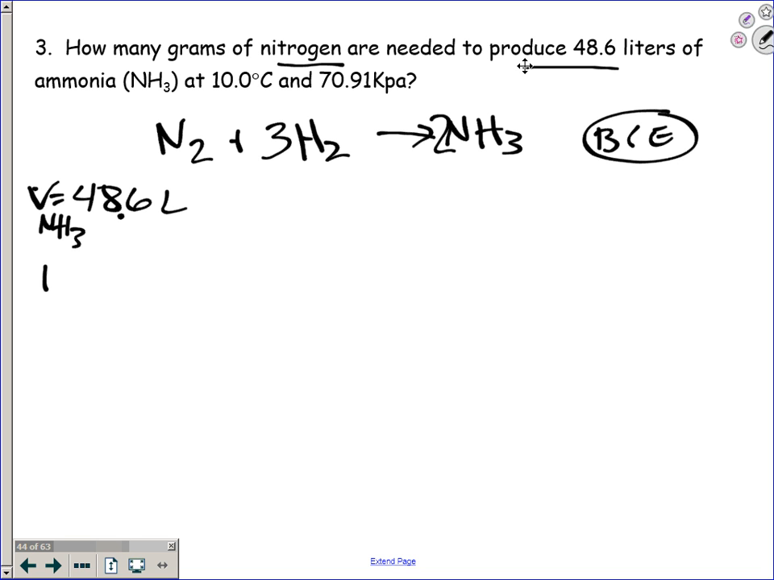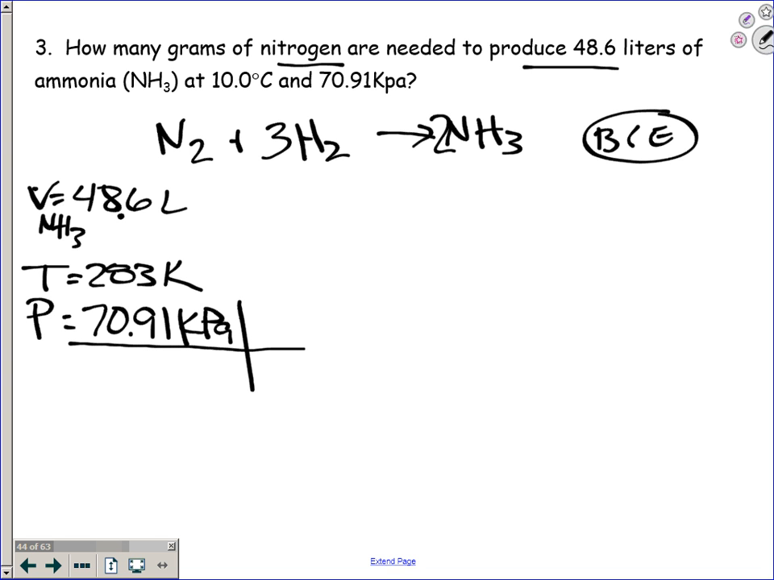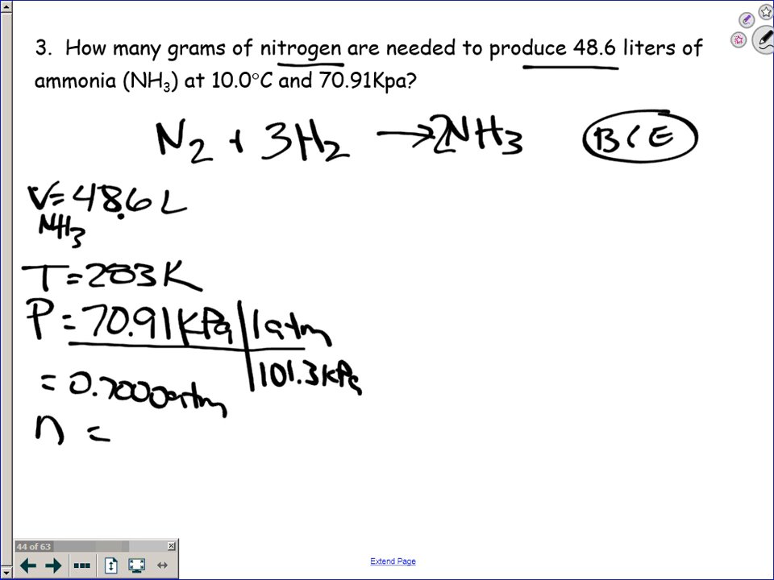So that's T for temp. Give me that in Kelvin. 283 Kelvin, and then what else? P is 70.91 kPa. I have to convert that to what? So 1 atmosphere is equal to 101.3 kPa. What is that? 0.7000, and it was actually exactly that. Okay, so what am I missing? Amount, right? I'm missing moles. So, moles of what?